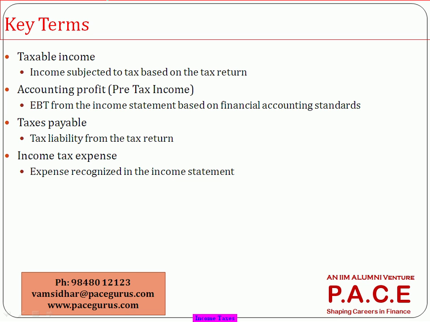Taxable income, as per tax filing. On what amount you have to pay the tax as per the tax filing mechanism is what we call taxable income. Whereas the same equivalent in case of financial reporting is what we call PBT.